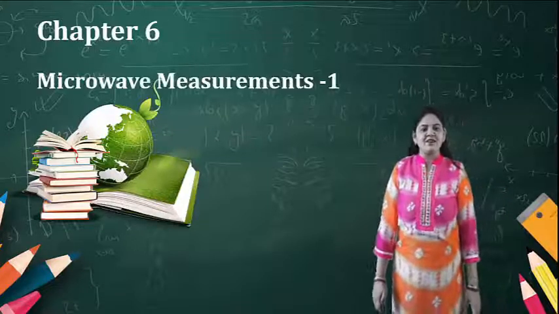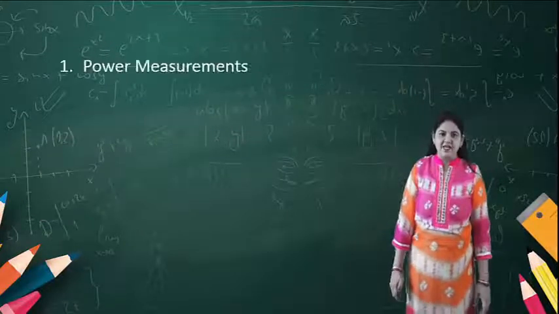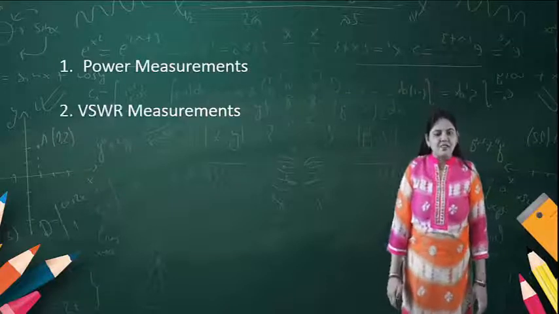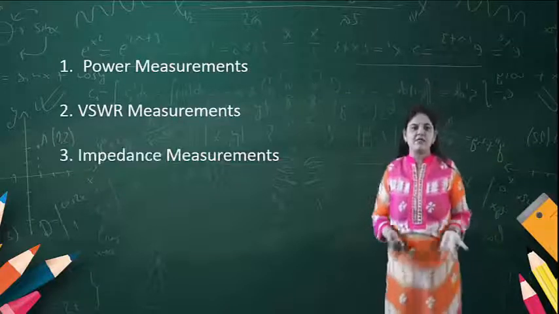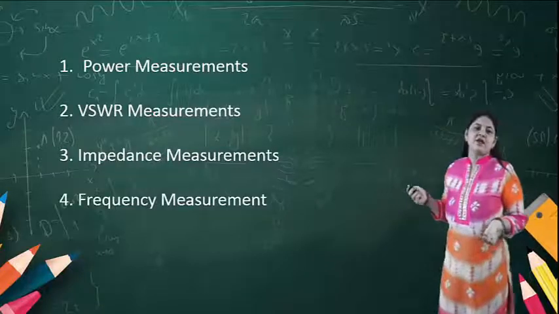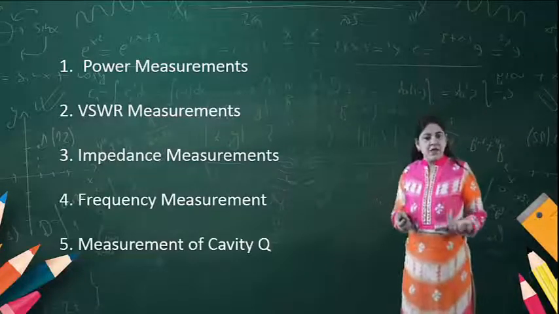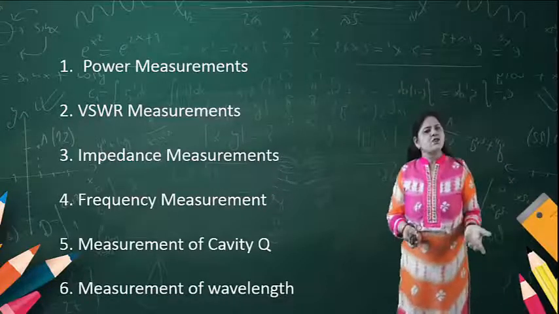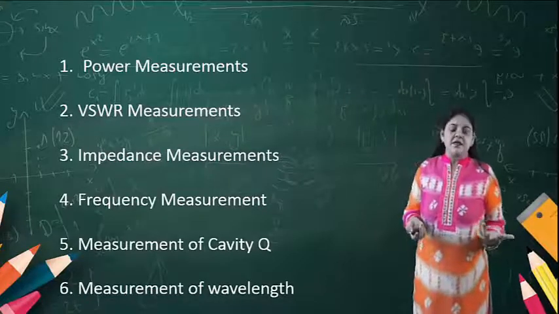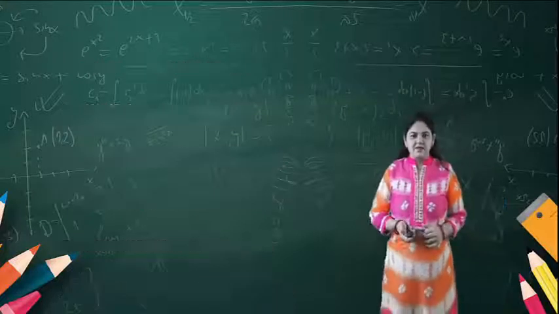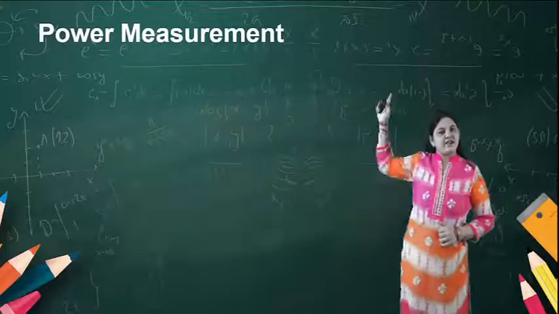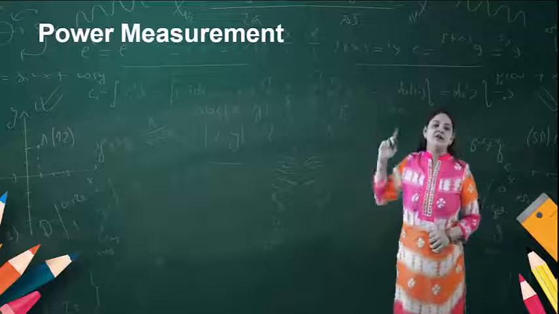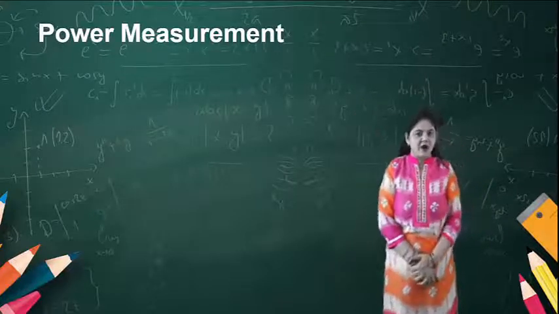So now these are the microwave measurements: power measurement, VSWR measurement, impedance measurement, frequency measurement, measurement of the cavity Q, and wavelength measurement. These are all the parameters that we need to measure. Very first, our discussion is about the measurement of power.